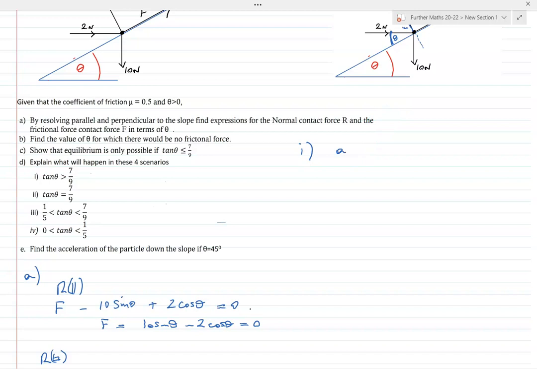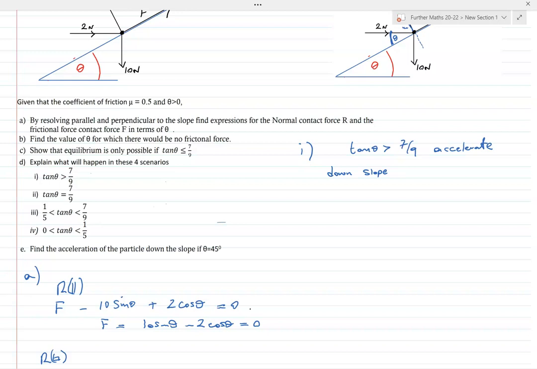So accelerate down slope if tan theta is more than 7 over 9, because friction can't hold it anymore. So tan theta is greater than 7 over 9, so accelerate down slope, because the component of the weight down the slope just can't be held now by the combination of the 2 Newton force and the friction down the slope. So accelerate down slope. Okay, so that's the first bit.